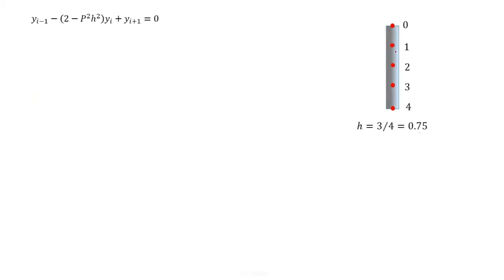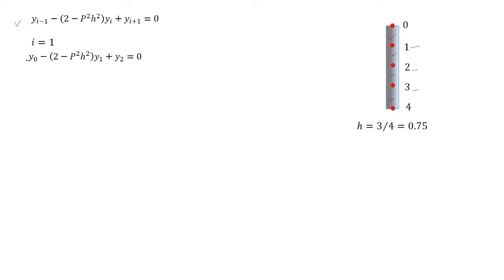Now we will divide our domain into 4 segments. So this is segment number 1, 2, 3 and 4. So h is equal to 3 by 4, that is equal to 0.75. This is our generalized equation which is applicable to intermediate nodes. These are intermediate nodes 1, 2 and 3. We will apply this equation to node number 1. By putting i equal to 1, we will get y0 minus (2 minus p square h square) y1 plus y2 is equal to 0.